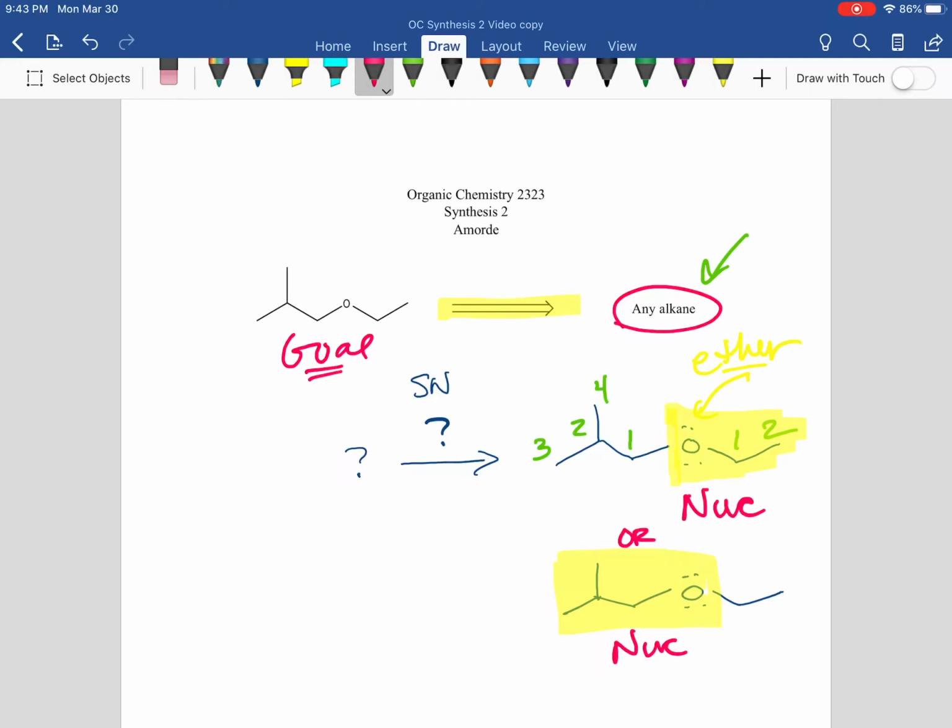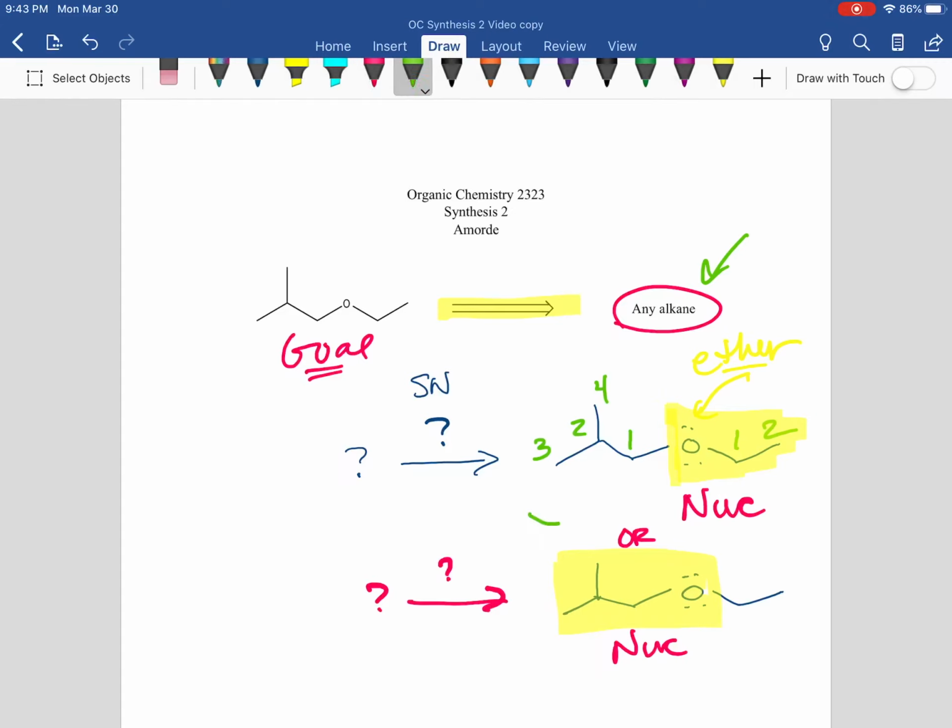Either one is okay, as long as you follow the rules to that reaction. So just for funsies, let's actually draw them both out as a fill in the blank. All right, so if you were going to do an SN reaction and make this ether, and these are your nucleophiles, let's take a look at that first one.